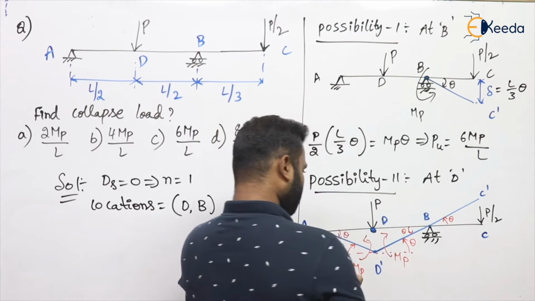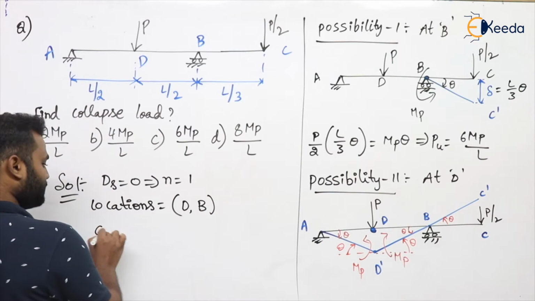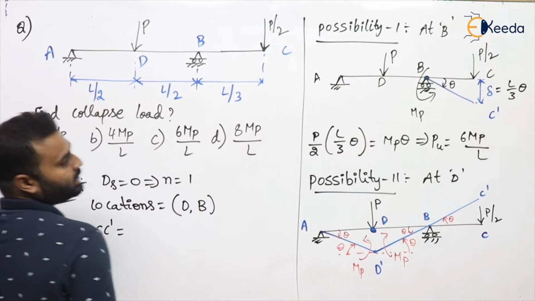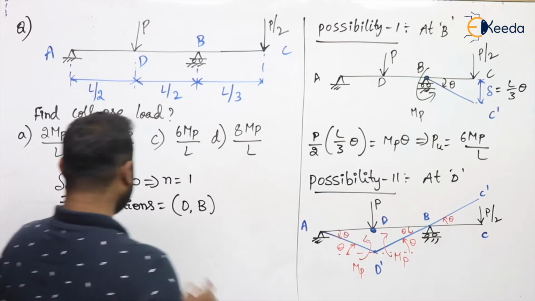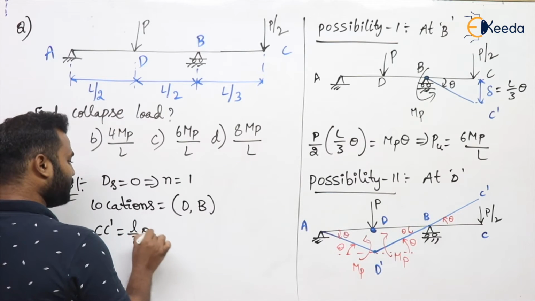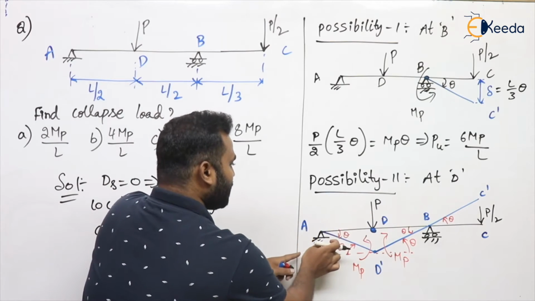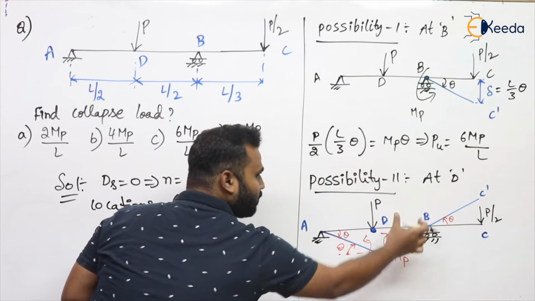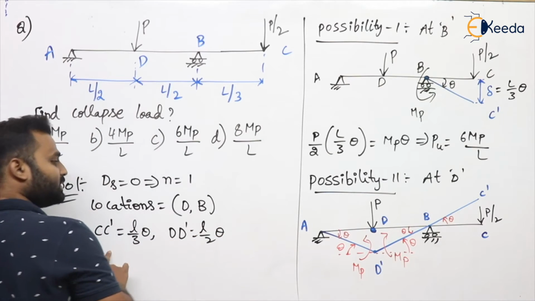Is that clear? Now coming to DD dash and CC dash, CC dash is equal to this span into theta. So what is that span? L by 3 theta. Now coming to DD dash, this span into theta, either this span or this span, both are equal, that is L by 2 into theta. This is DD dash and CC dash respectively.